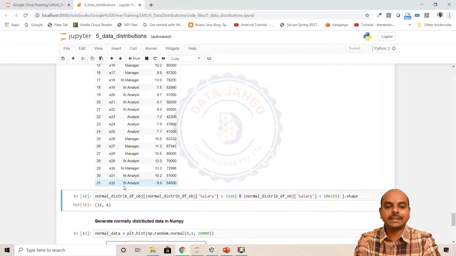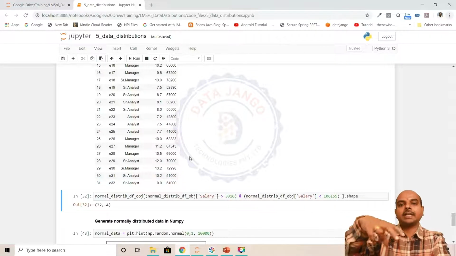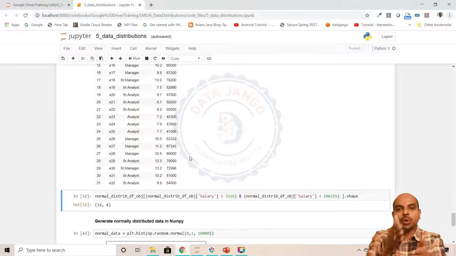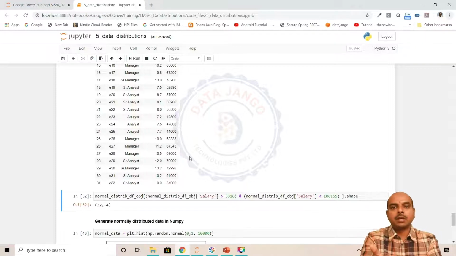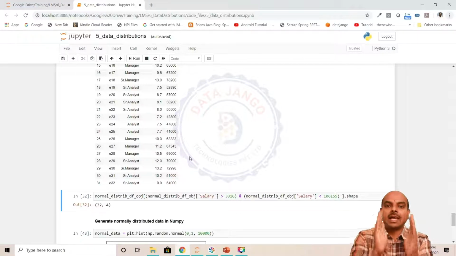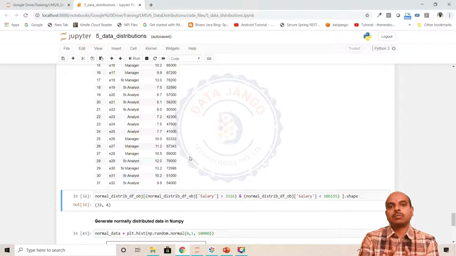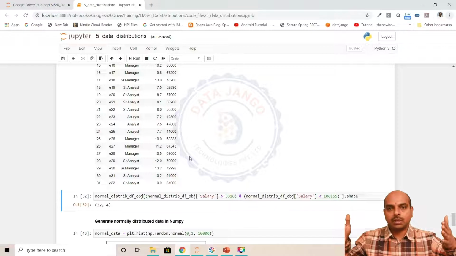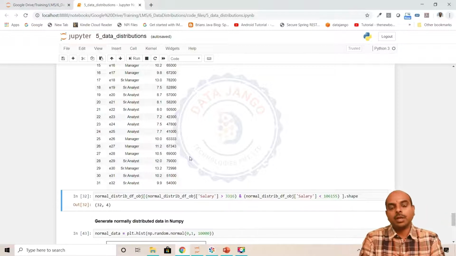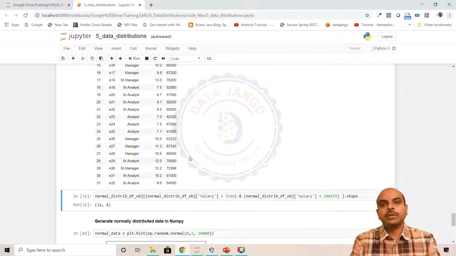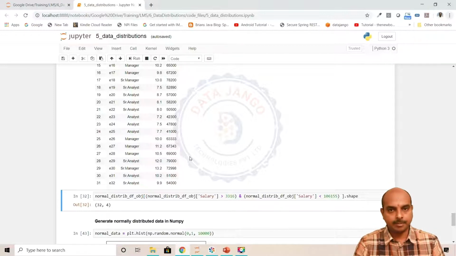So when data is normally distributed, or forming a bell curve, and you know the mean and standard deviation, you know how many people are falling within the 68% salary range, within the 95% range, and within the total number of people. If you know this kind of data, when you are trying to give hikes to the employees, you can plan accordingly. Here I have got only 32 people.